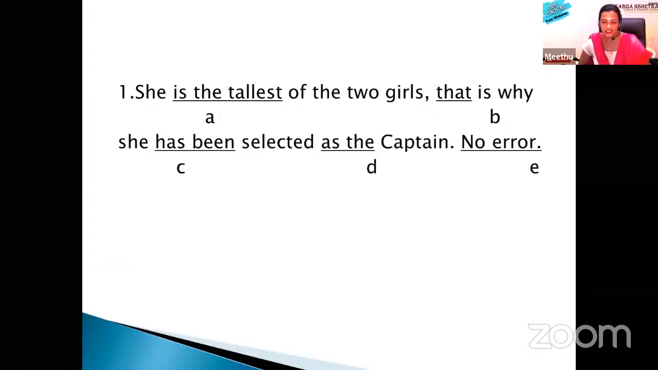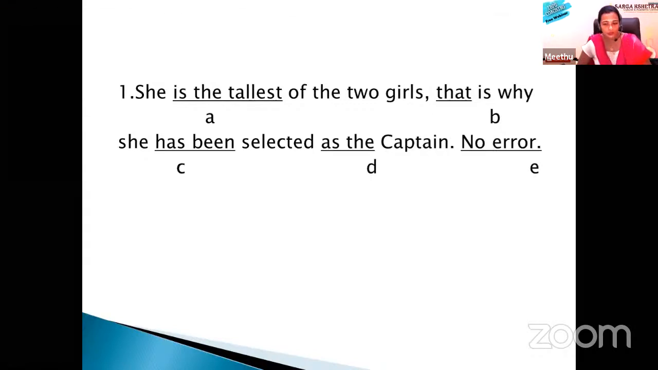See, she is the tallest. Just make a guess. Which is the part that is wrong? Again, I repeat: She is the tallest of the 2 girls. That is why she has been selected as the captain. If you don't have any kind of error, it is E, no error. If the first part has the error, it is A. If it is the second part, it is B. Third, C, and fourth part, D.